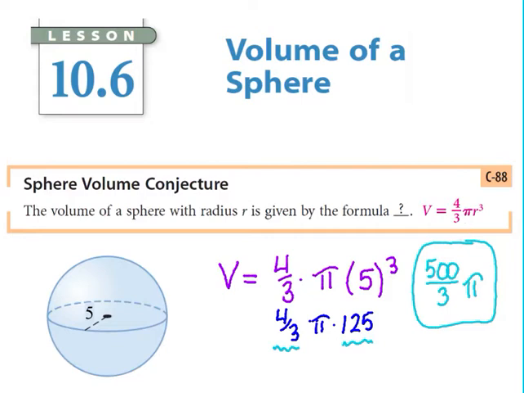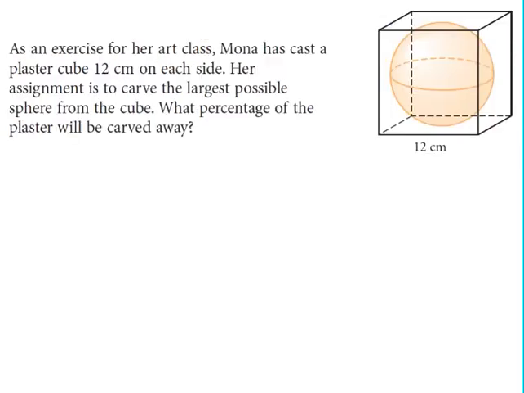All right, so let's go ahead and look at this. As an exercise for her art class, Mona has cast a plaster cube 12 centimeters on each side. Her assignment is to carve the largest possible sphere from the cube. What percentage of the plaster will be carved away?